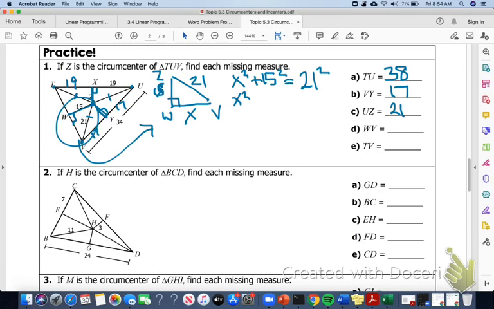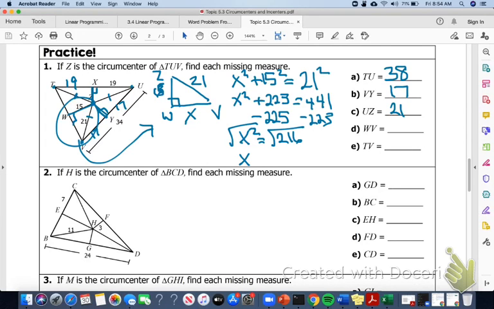So if I start solving, I get x squared plus 225 equals 441. So to get x squared alone, I subtract 225 from both sides. And I get x squared equals 216. So now I'm taking the square root of both sides. And I get x equals about 14.7. Okay, now remember x is really WV, the length of WV, so I can put 14.7 here. Now, if I know each side is 14.7 because they are congruent, then I know the whole thing is 14.7 plus 14.7, which is 29.4.